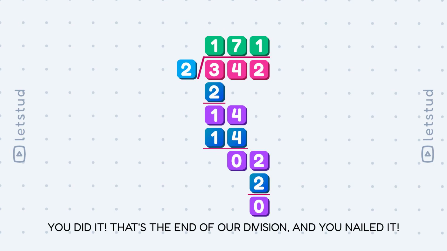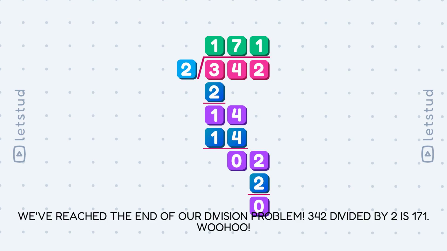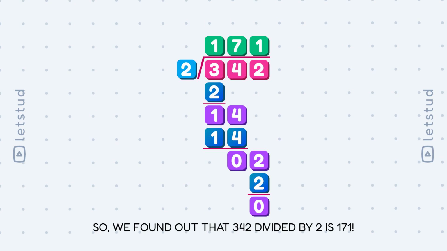That's the end of our division, and you nailed it. We've reached the end of our division problem. 342 divided by 2 is 171. Woohoo! So we found out that 342 divided by 2 is 171.